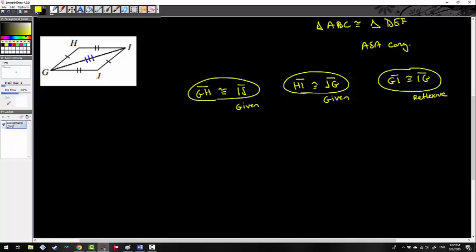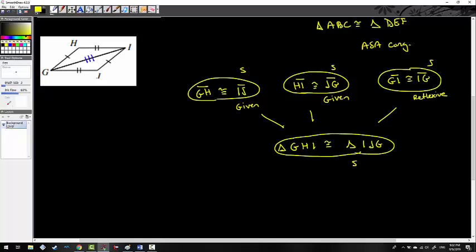So what did we identify here? A side, and a side. So based on that, all we need is now that triangle GHI is congruent to triangle IJG. And what would be the theorem that allows us to say that? That would be SSS Kong, and then we're all good.